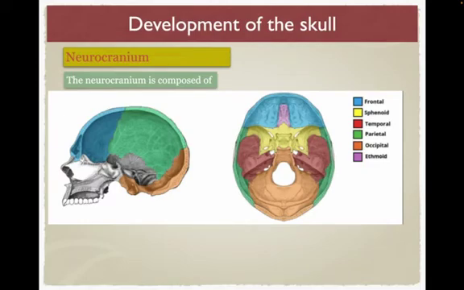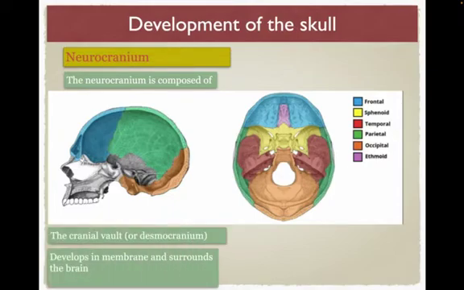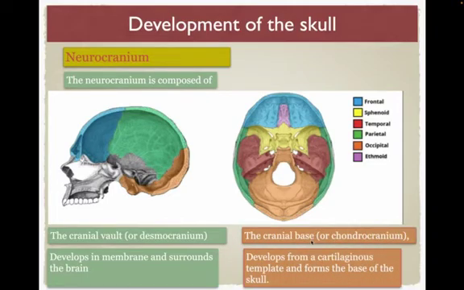So start with the neurocranium. The neurocranium is further subdivided into two types. The cranial vault is the one surrounding the brain, and this one is developed in membrane. The other division is the cranial base. So we have the cranial vault and we have the cranial base. Now the cranial base is called the chondrocranium as well, because it develops from a cartilage template and forms the base of the skull. We call this endochondral ossification.